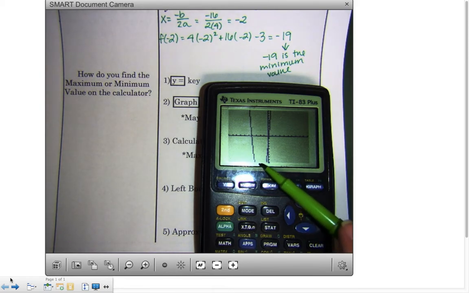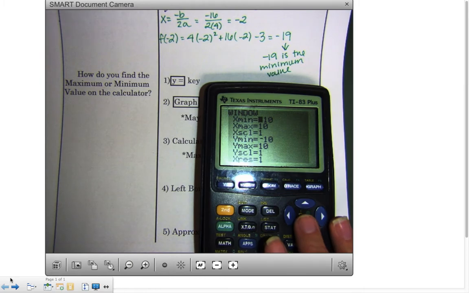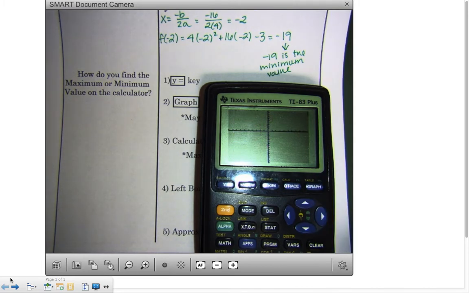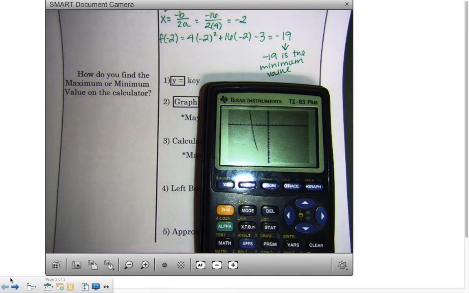So that means I need to change my window so that I see more negative y values. So click window. I need to change my y minimum. So maybe I change it to negative 15 and graph it. I still can't see it. So go back to your window and make it a little bit bigger. Maybe I'll do negative 25. Graph it. Now you can see it, but you want the calculator to tell you what that value is.